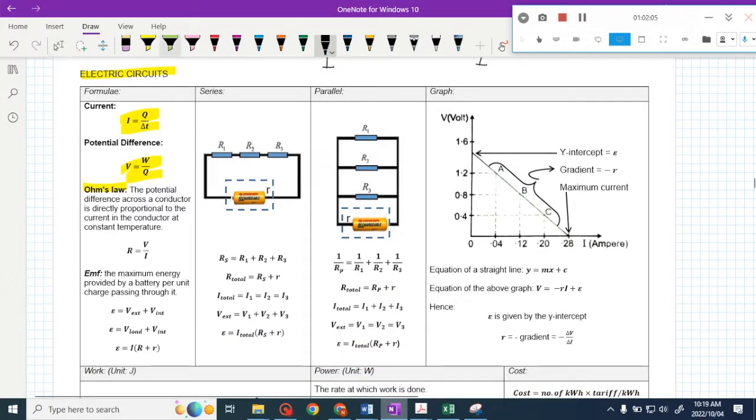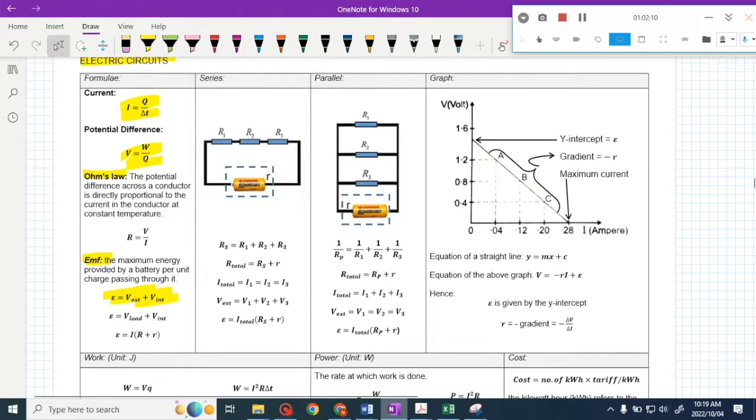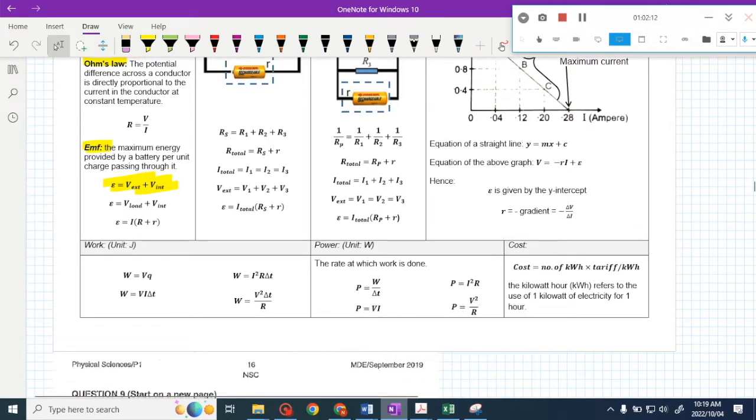Then you have that formula for EMF: E equals V external plus V internal, or we can say EMF equals V load plus V internal, or you can expand it like this, or you can write it down like this as well. It all refers to exactly the same thing, but on your formula sheet you're going to see this version, so always start off with what's on your formula sheet, and then go to the one that is useful for your purpose.